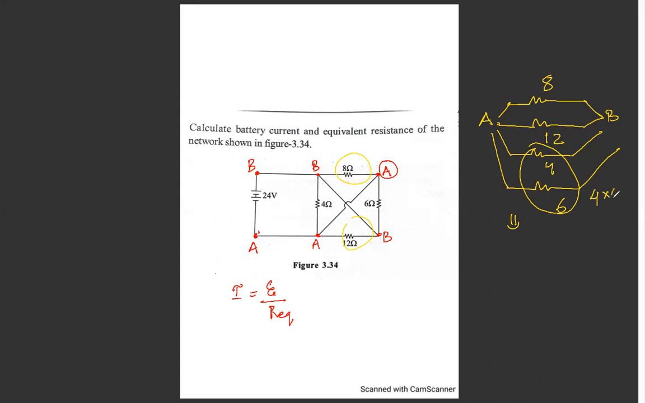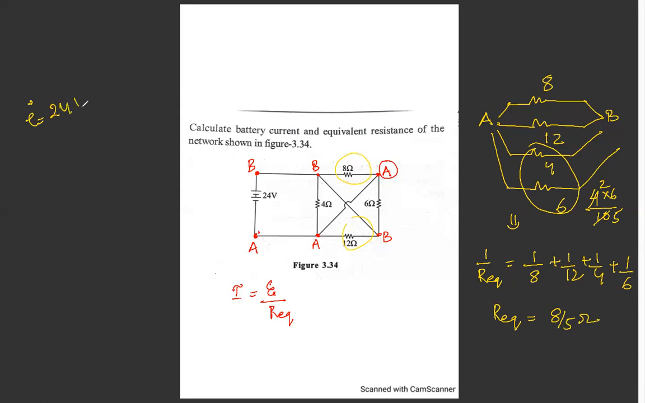4 times 6 divided by 4 plus 6, so this is 12 by 5. Or otherwise we can do it like this also: 1 by R equivalent equals 1 by 8 plus 1 by 12 plus 1 by 4 plus 1 by 6. You calculate it, you will get R equivalent equal to 8 by 5 ohm. We are required to find the current. Current is equal to 24 volt divided by 8 by 5. So the final answer is 15 ampere, right?